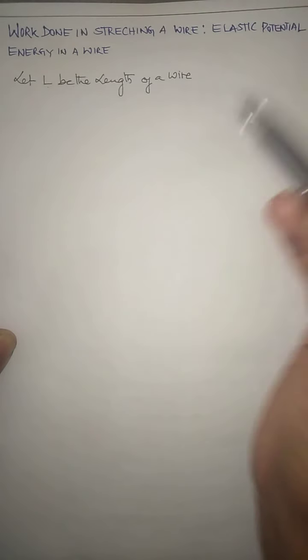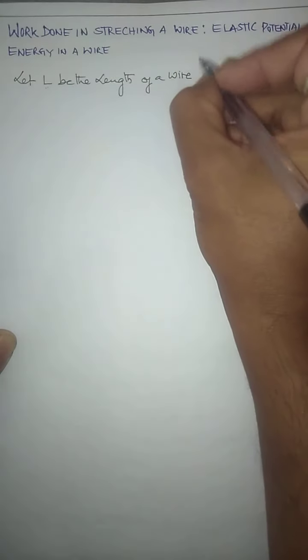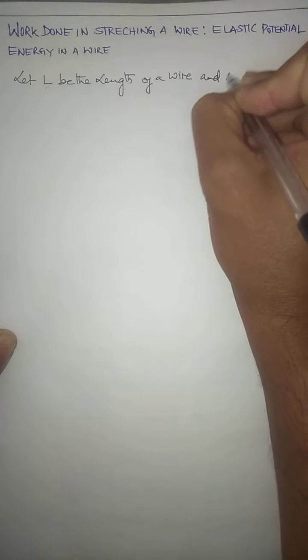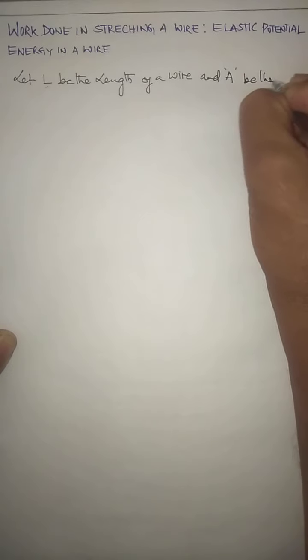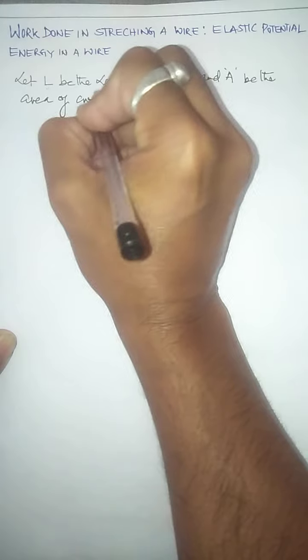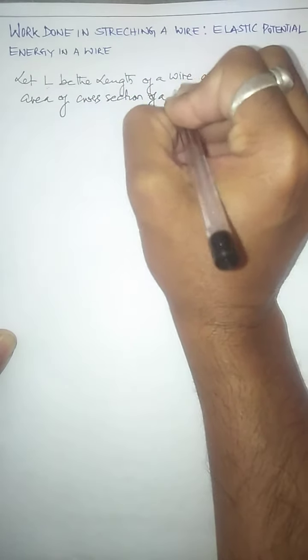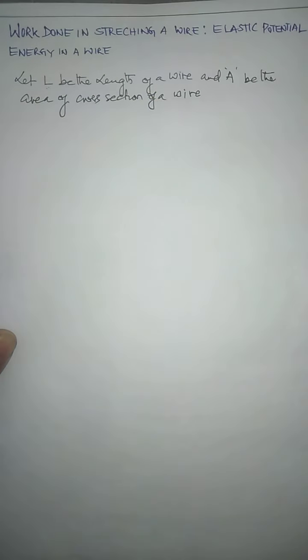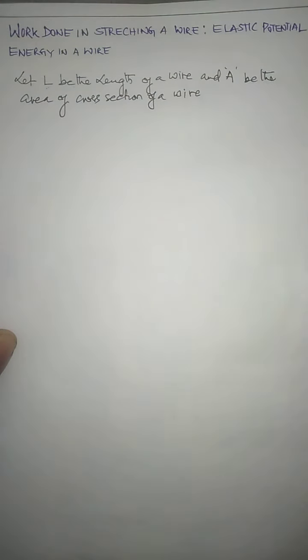But you know children, every wire has area of cross section also. So I've already considered L be the length of the wire, and let me continue: capital A, I'm marking capital A be the area of cross section of the wire. Now I'm assuming here the wire can be of any material, but the only thing is that we are considering one is length, another is area of cross section of the wire.